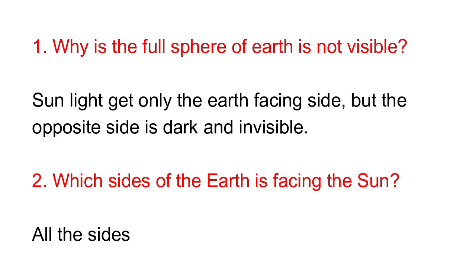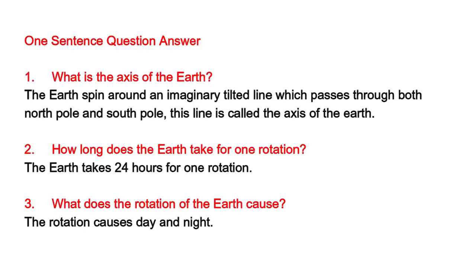1. Why is the full sphere of Earth not visible? Sunlight gets only the Earth-facing side, but the opposite side is dark and invisible. 2. Which sides of the Earth are facing the Sun? All the sides. One sentence question answer.